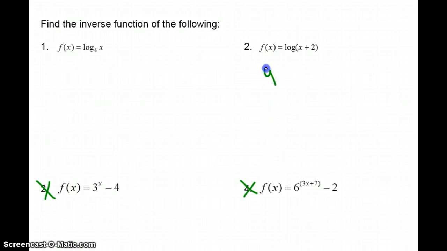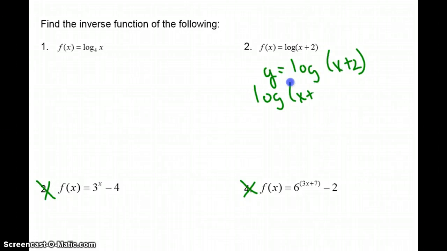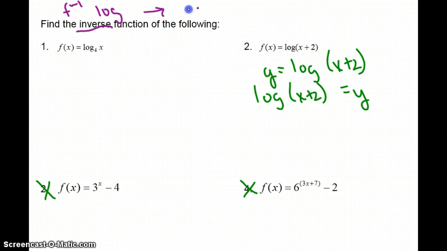To find the inverse, you're going to write this as y equals log of x plus 2. Notice there's no base on this. Anytime you don't have a base, it's base 10. Remember the one we talked about you could use in the calculator. So I'm going to rewrite this as log of x plus 2 equals y. Now, I need to write this as an exponent because the inverse of a log is an exponential function, okay?